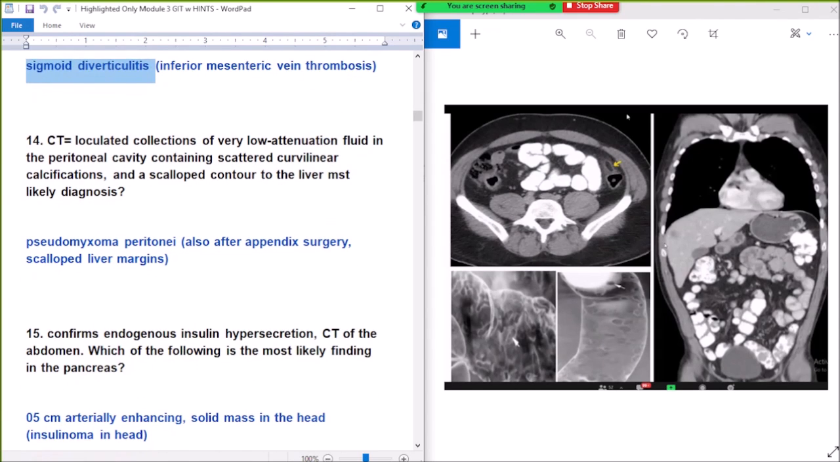Question number 14. CT scan shows loculated collections of very low attenuation fluid in the peritoneal cavity, containing scattered curvilinear calcification, and a scalloped contour of the liver. Most likely diagnosis: pseudomyxoma peritonei.